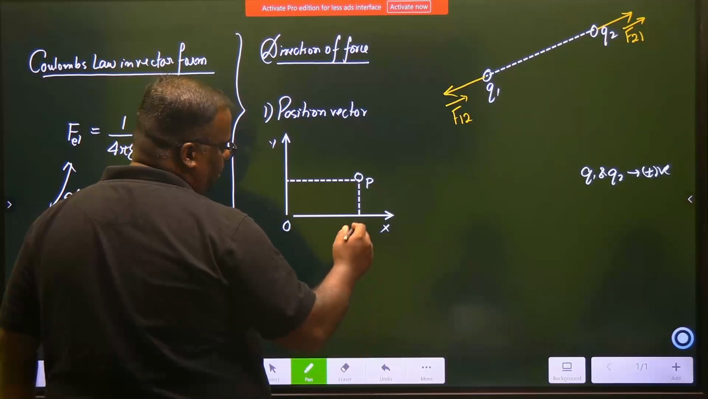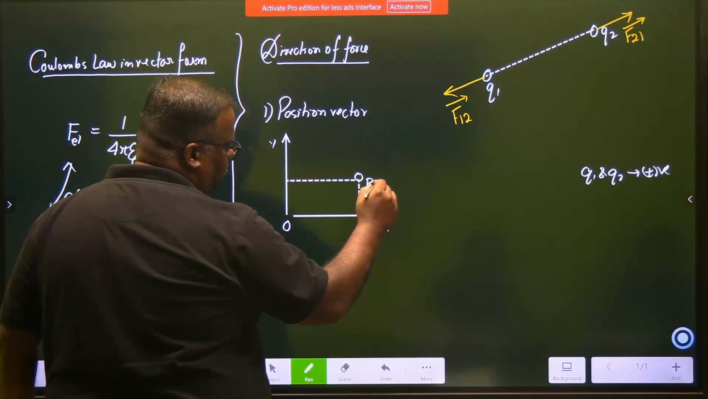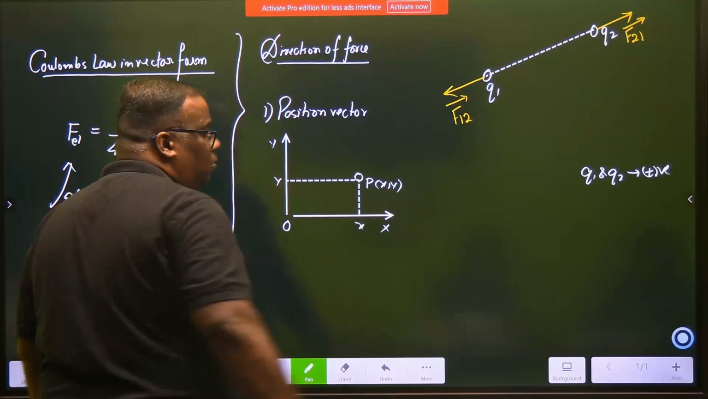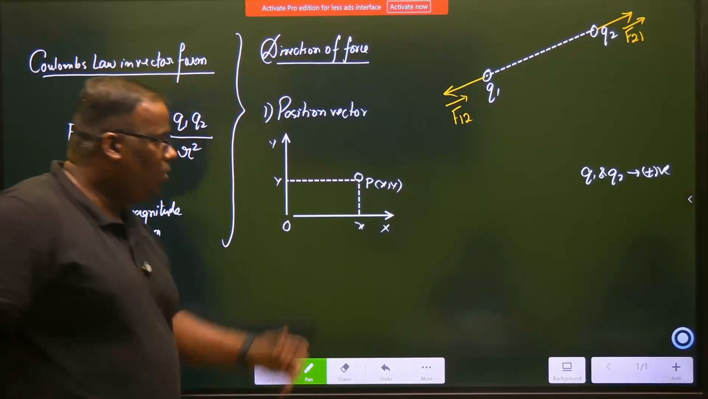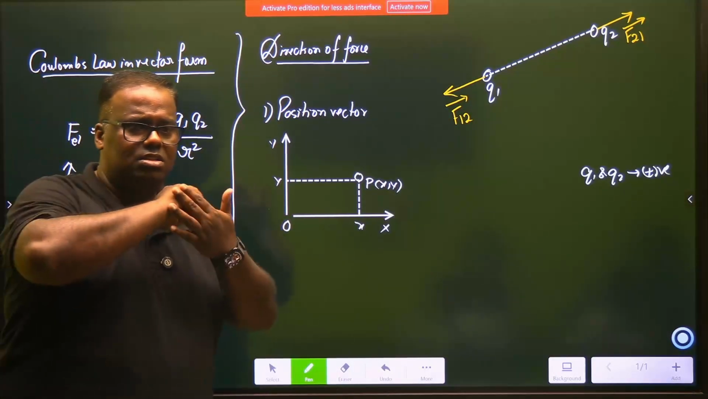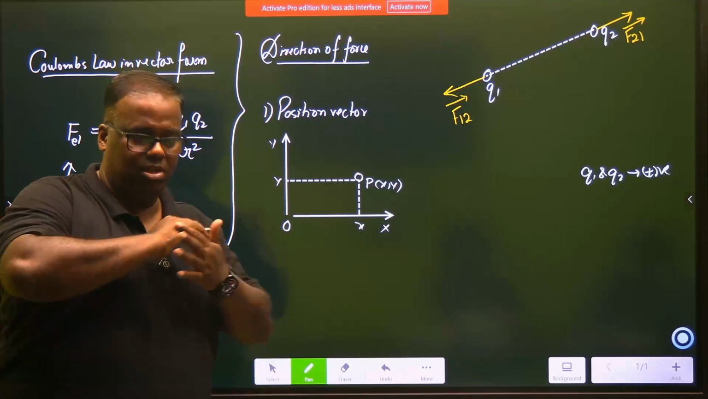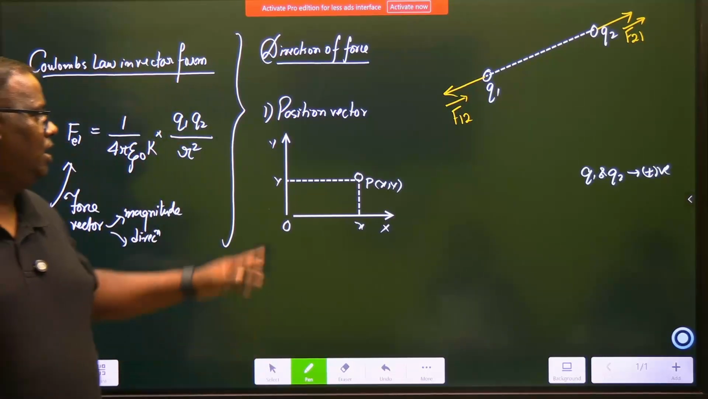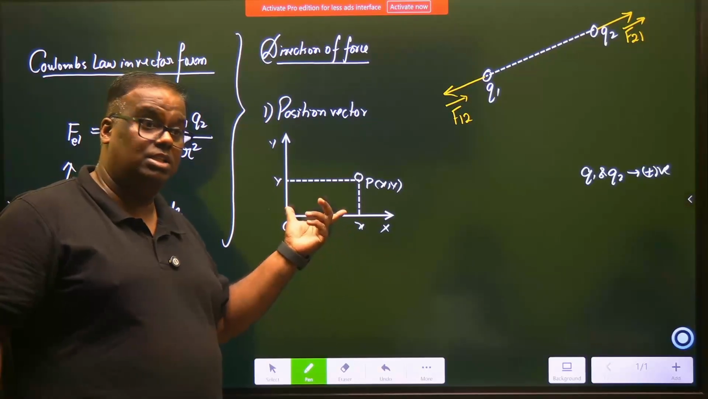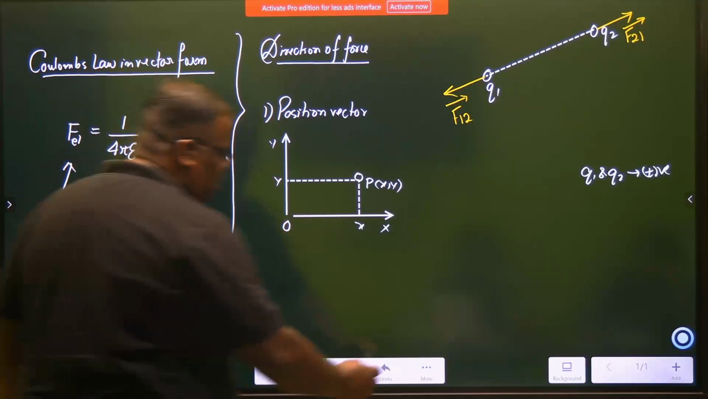Now tell me, children, this is a point P(x, y). Don't you agree that this should be the point x and this should be the point y? All right. Now this is the Cartesian way of representing it. So from here to here, this is P(x, y), with x from this side. This is the Cartesian way. Now we will try to represent it in vector format.